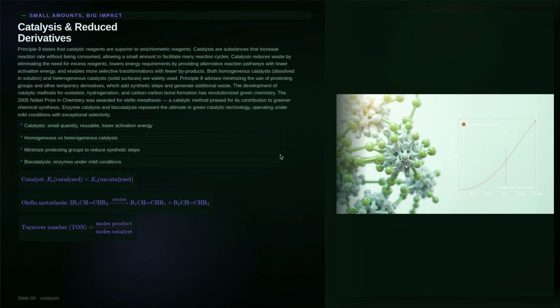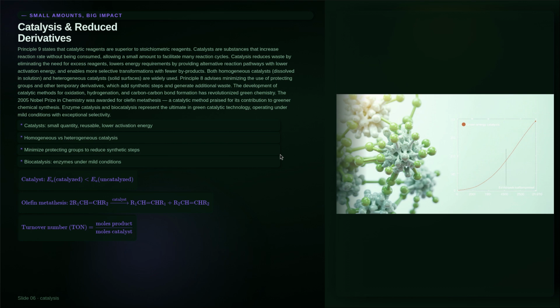Principle 9 states that catalytic reagents are superior to stoichiometric reagents. Catalysts are substances that increase reaction rate without being consumed, allowing a small amount to facilitate many reaction cycles. Catalysis reduces waste by eliminating the need for excess reagents, lowers energy requirements by providing alternative reaction pathways with lower activation energy, and enables more selective transformations with fewer byproducts.